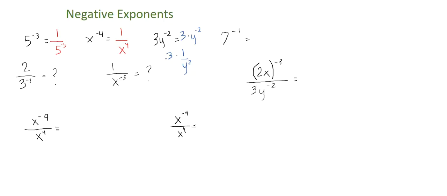We basically have two fractions. This 3 is the same as 3 over 1. And when we multiply across, we have 3 times 1, which is 3, and 1 times y squared, which is y squared. So we can see by looking at the original that the 3 stays on the top and the y squared, or y to the negative 2, becomes y squared on the bottom. 7 to the minus 1 becomes 1 over 7 to the positive 1, which is simply 1 over 7.